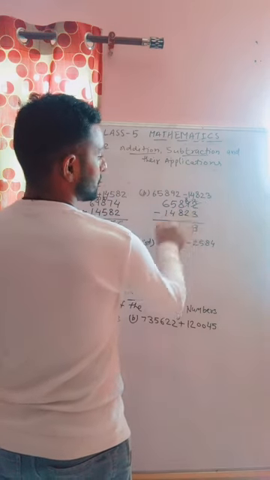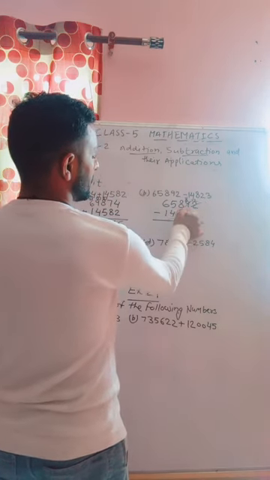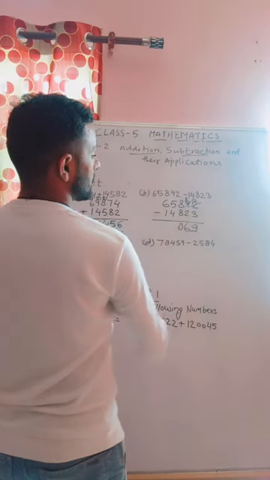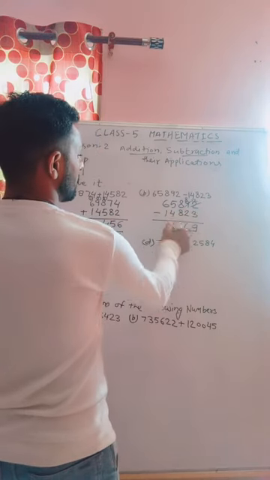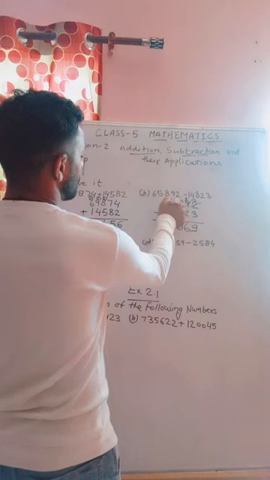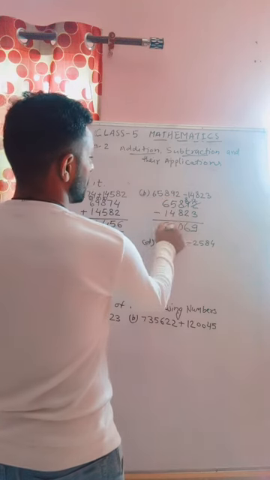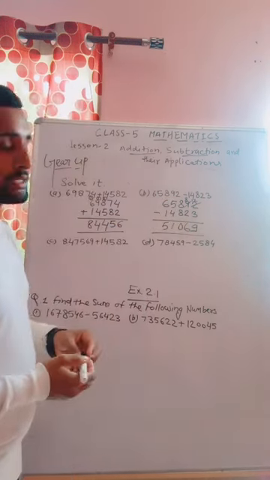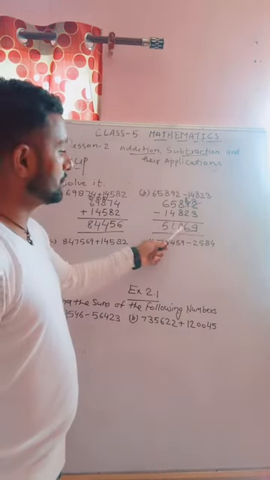8 less 2, 6 comes. 8 and 8, 0 comes. 5 and 4, 1 comes, and 6 less 1, 5 comes. What is the answer? 51069.